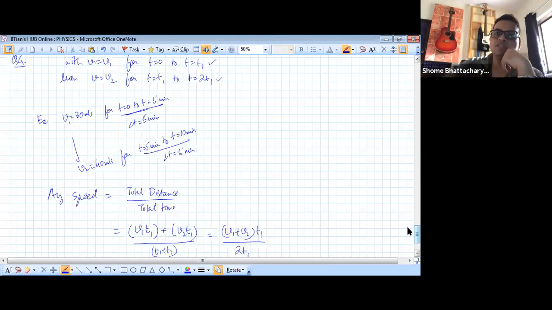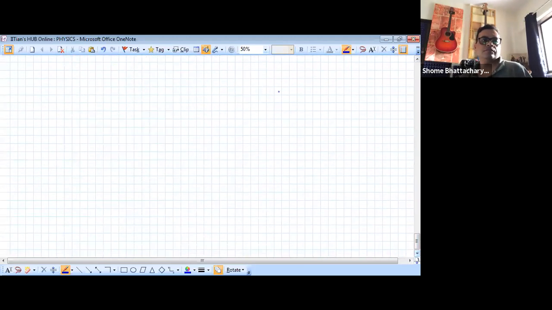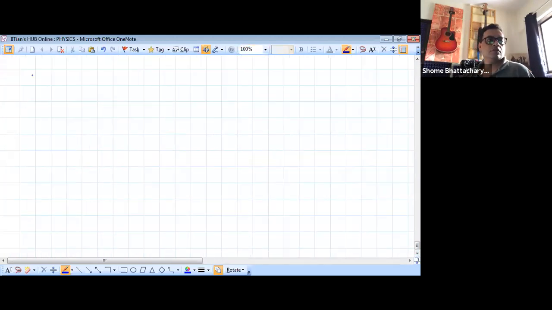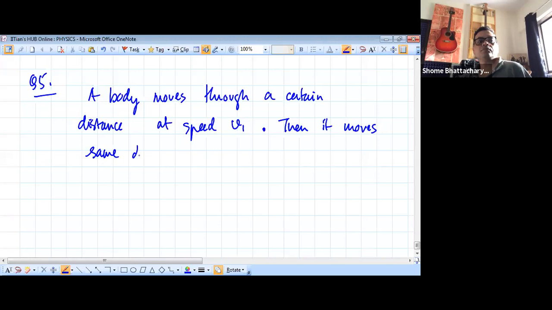So next, question number 5, people. Just go through that, please. Question 5 of the same exercise. It says that a body moves through a certain distance at speed v1. Then it moves the same distance but at a uniform speed v2. So this is also a uniform speed.